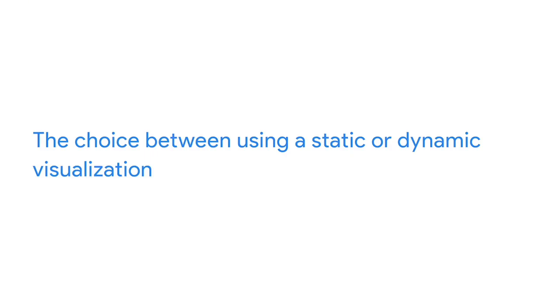Something else to consider is a choice between using a static or dynamic visualization. This will usually depend on the data you're visualizing, the audience you're presenting to, and how you're giving your presentation. Now that we've made some decisions about what kind of data viz we want to create, we can start thinking about the design, which is exactly where we're going to start talking about next time.